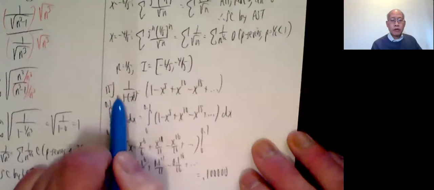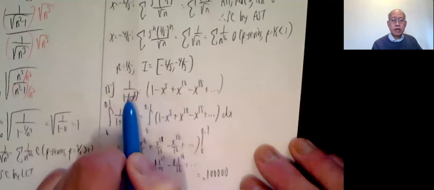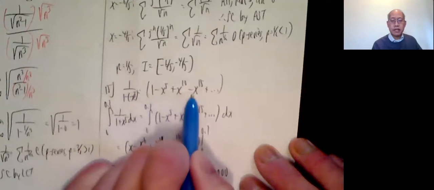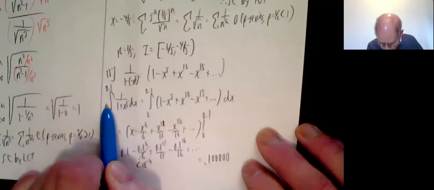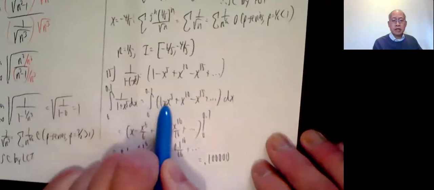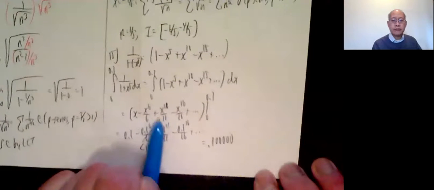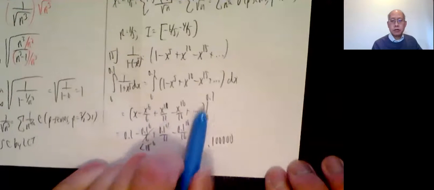Okay, finally 15. 1 over 1 minus a negative x to the 5th: first term is 1. Common ratio is negative x to the 5th. 1 minus x to the 5th plus x to the 10th minus x to the 15th plus dot, dot, dot. Integrate from 0 to 0.1 of this thing. So I integrate x minus x to the 6th over 6 plus x to the 11th over 11 minus x to the 16th over 16 from 0 to 0.1.